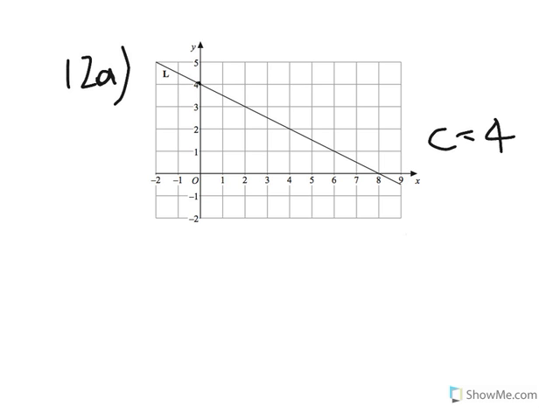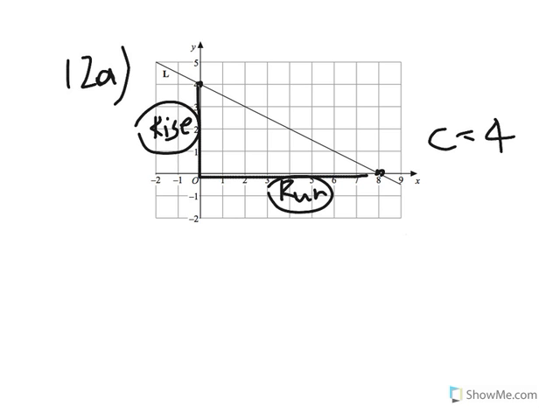What you do is you take 2 points here. Let's say you take these 2 points, just for the sake of simplicity. And you draw a triangle, right? So the rise is this, and the run is this. All you gotta do is take the rise over the run, and you'll get the gradient of this line.